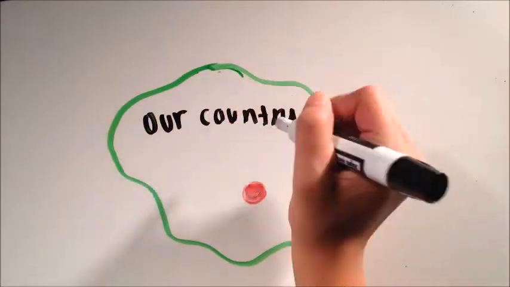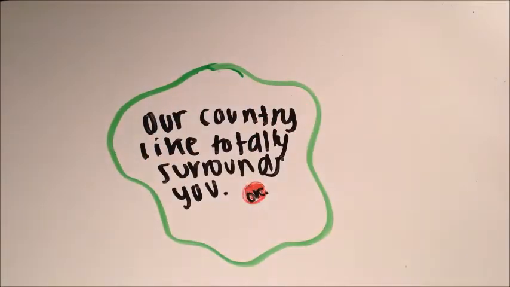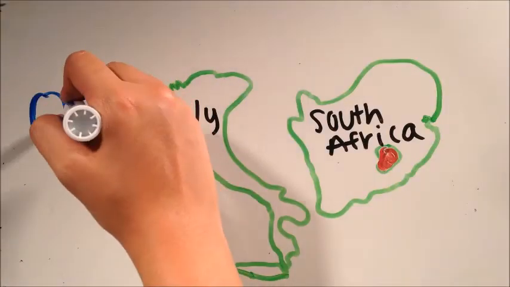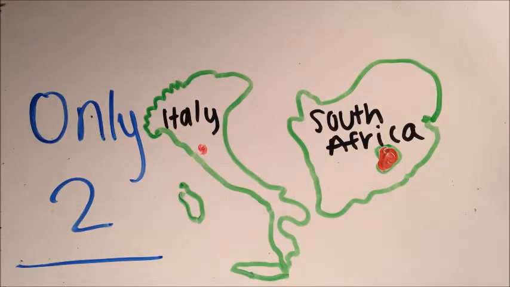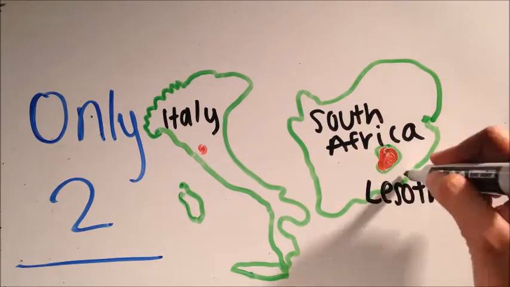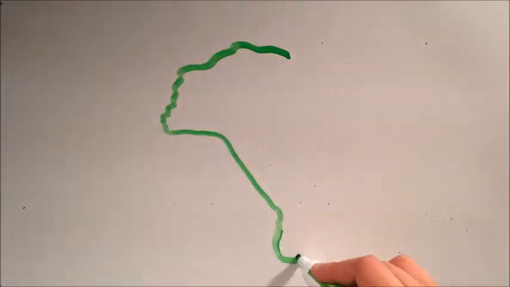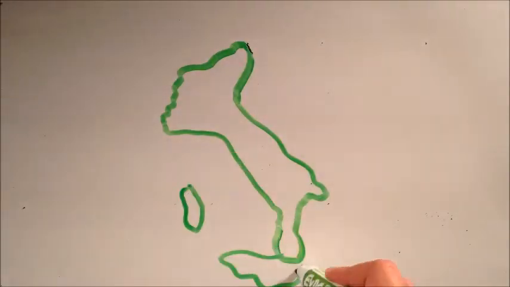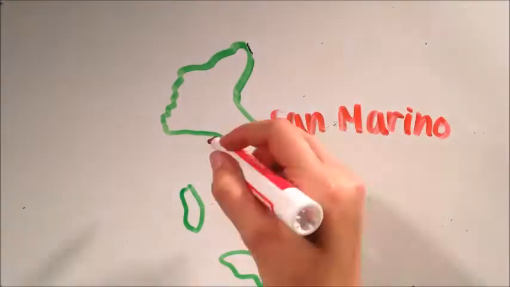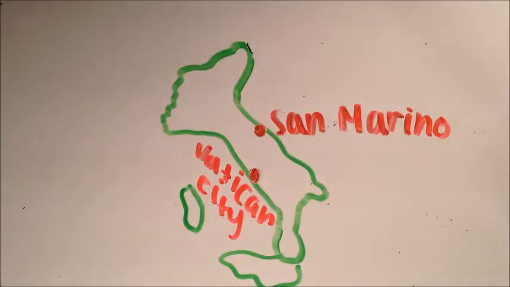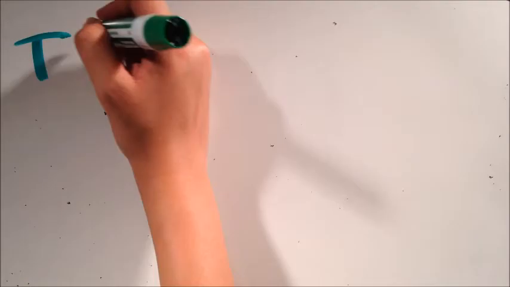Perforated states are states that completely surround another state. There are only two perforated states in the world, Italy and South Africa. South Africa completely surrounds Lesotho, which is an enclave. An enclave is a state that is landlocked by another state. Italy completely surrounds Vatican City and San Marino, which could also be considered enclaves.